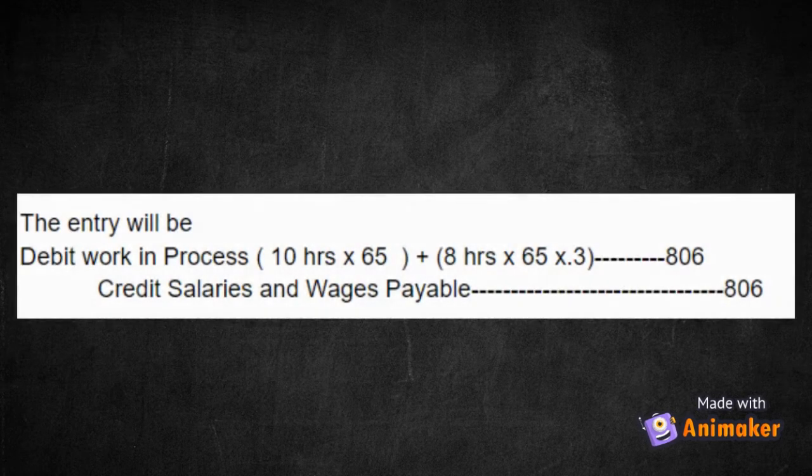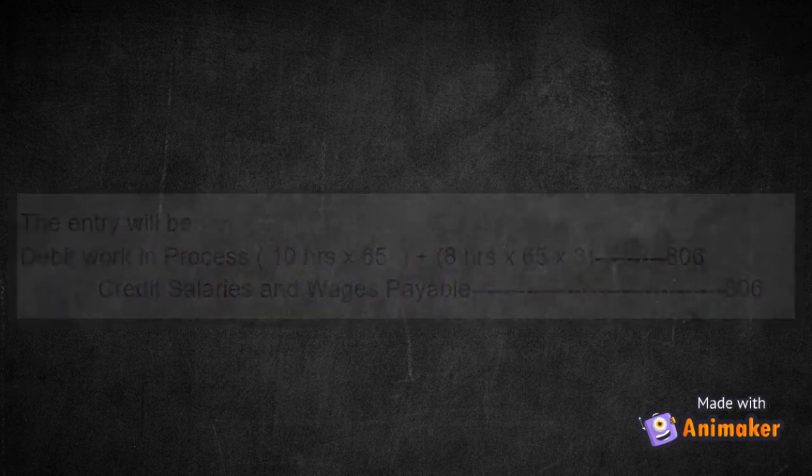The entry will be debit work in process 806, credit salaries and wages payable 806, which is the sum of the product of 10 hours times 65 and 8 hours times 65 times 0.3. Since overtime premium resulted from specific jobs, total labor cost including the overtime premium is charged directly to the job that caused the overtime. The overtime premium will be debited to work in process instead of manufacturing overhead.